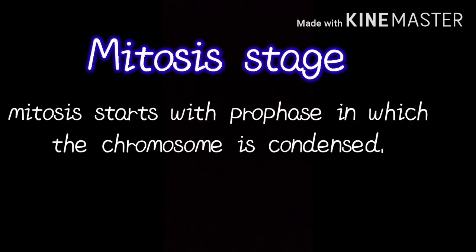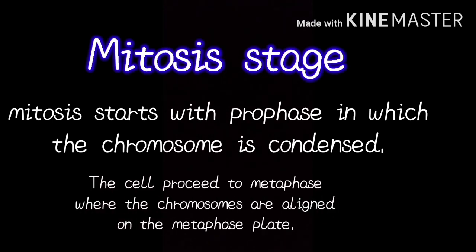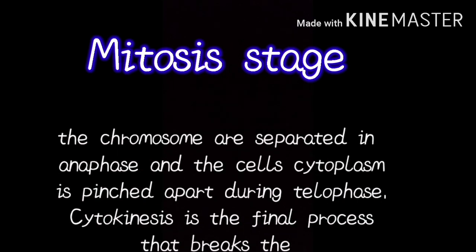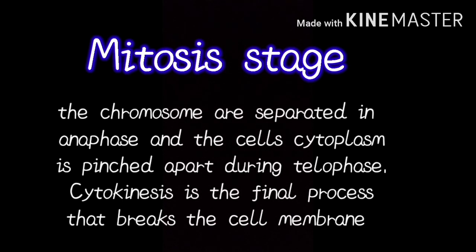Cell division stages. Mitosis stage. Mitosis starts with prophase, in which the chromosome is condensed. The cell proceeds to metaphase, where the chromosomes are aligned on the metaphase plate. Then the chromosomes are separated in anaphase and the cell cytoplasm is pinched apart during telophase. Cytokinesis is the final process that breaks the cell membrane.